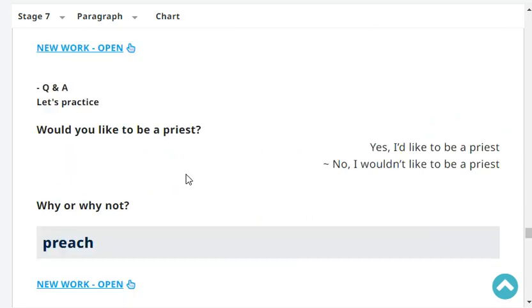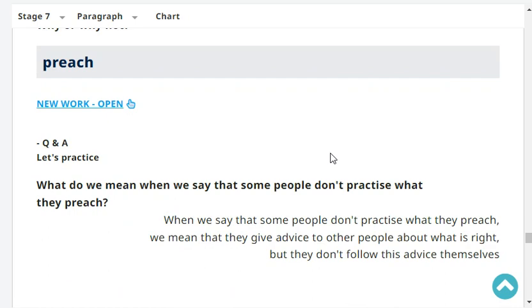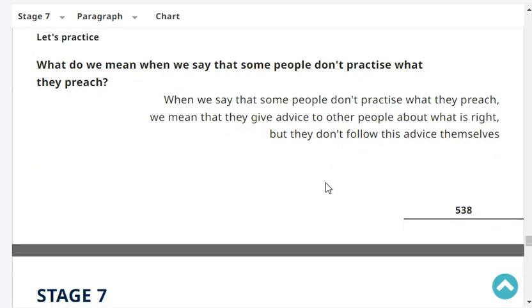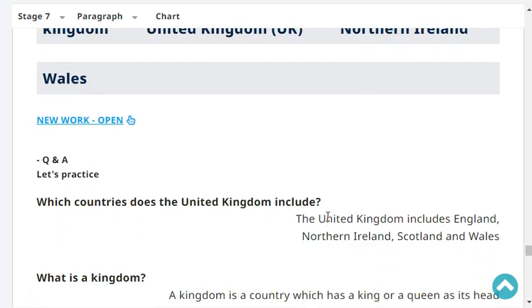Would you like to be a priest? No. I wouldn't like to be a priest. Very good. Why not? Because I'm not Christian. Very good. Okay. What do we mean when we say that some people don't practice what they preach? But they don't follow this advice themselves. Very good.